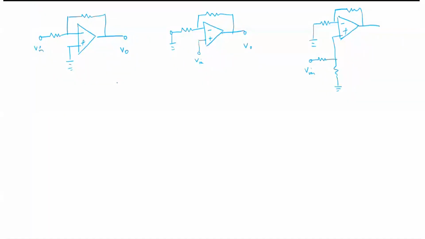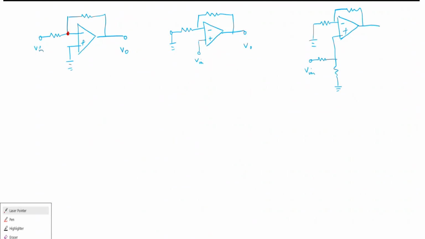Can you see this point? Can you see this red dot? Okay, let me use a laser pointer. Can you see this point? Okay, because of the virtual ground, by default, you can assume that the voltage at this point and the voltage at this point will be same.